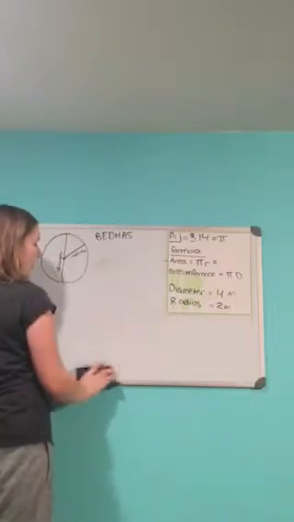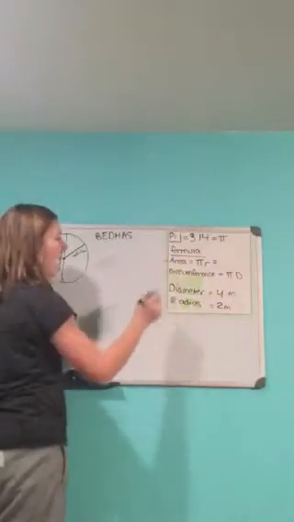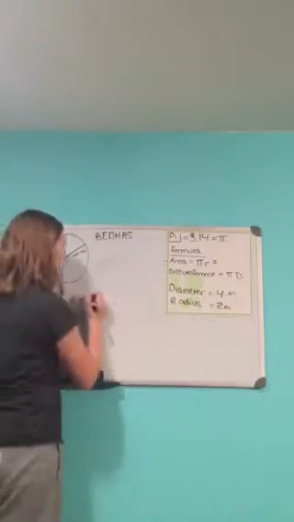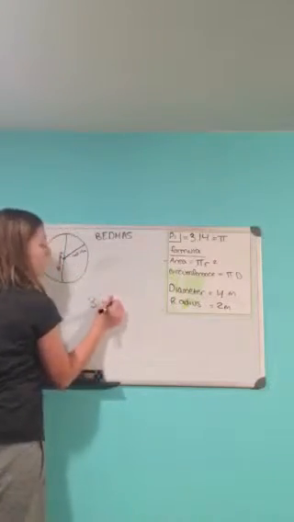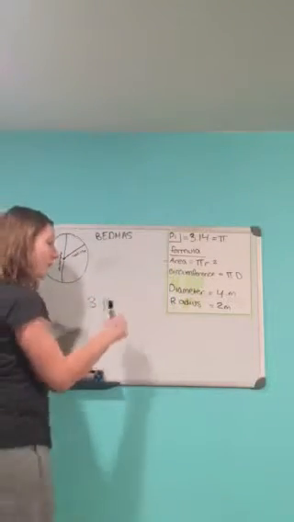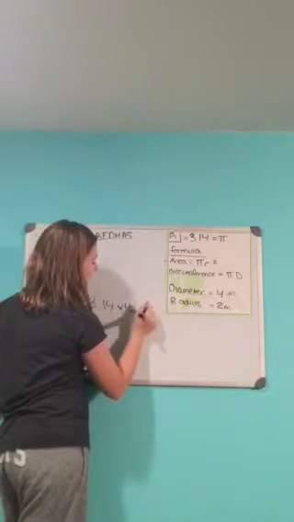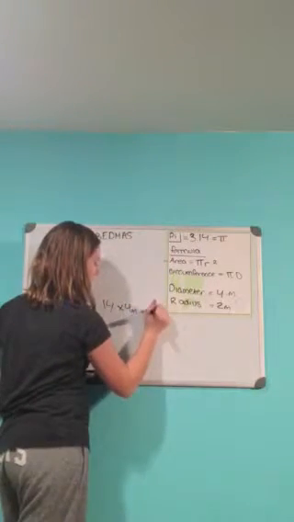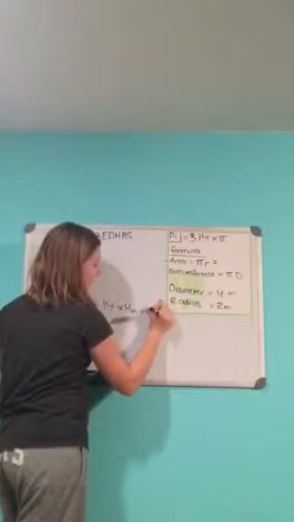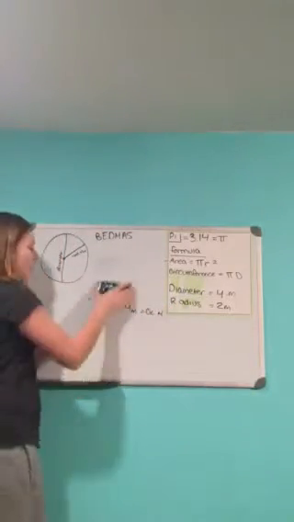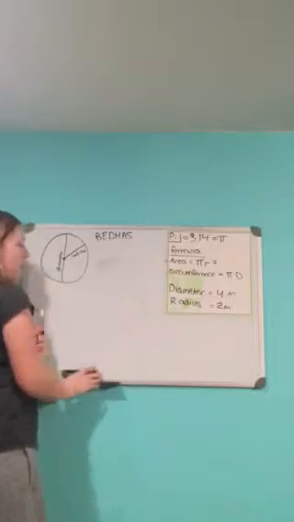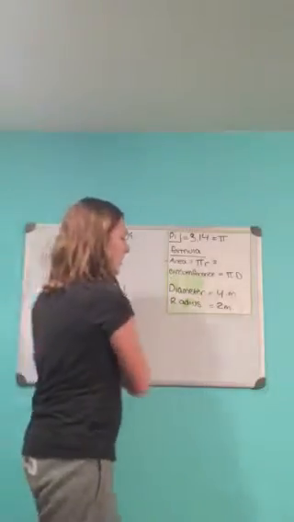Now let's try circumference. So we have pi times diameter. So pi, 3.14, times our diameter, which is 4 meters, would right away give us our circumference, which would be in meters. Okay? So now what if we did a different unit? Would it change anything?